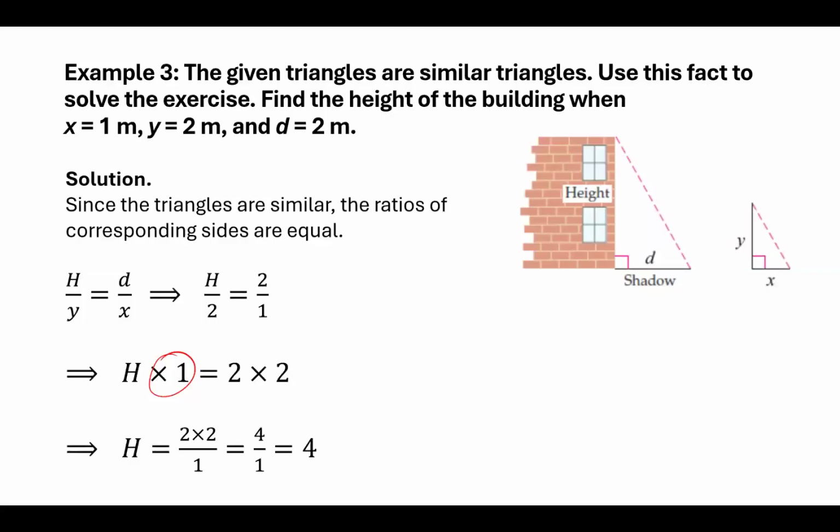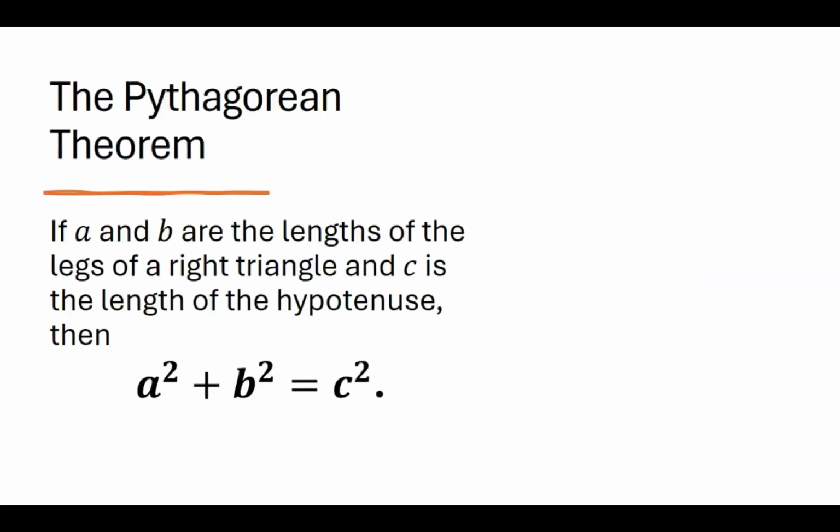So this is a typical application of similar triangles to identify the height of a building, or the height of anything, not just the height of a pole, using shadows. Let's go on to the next topic.